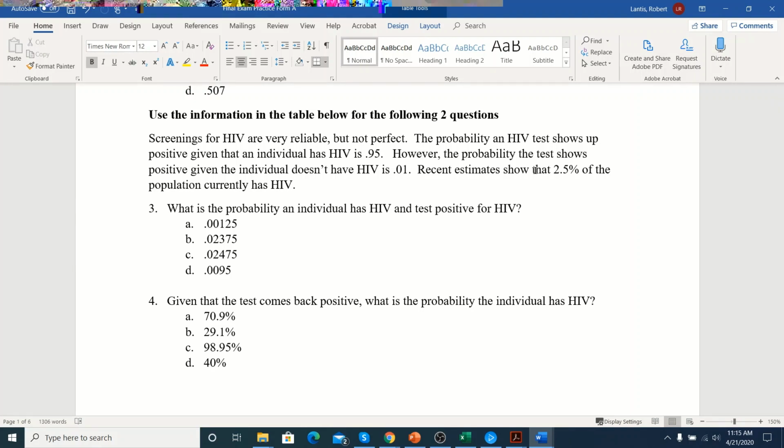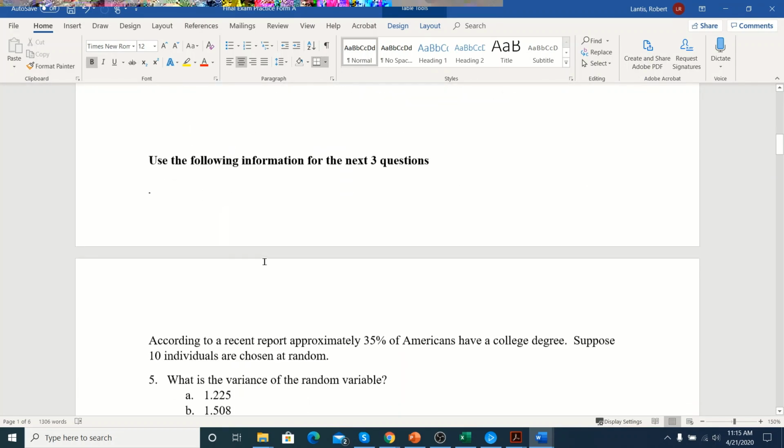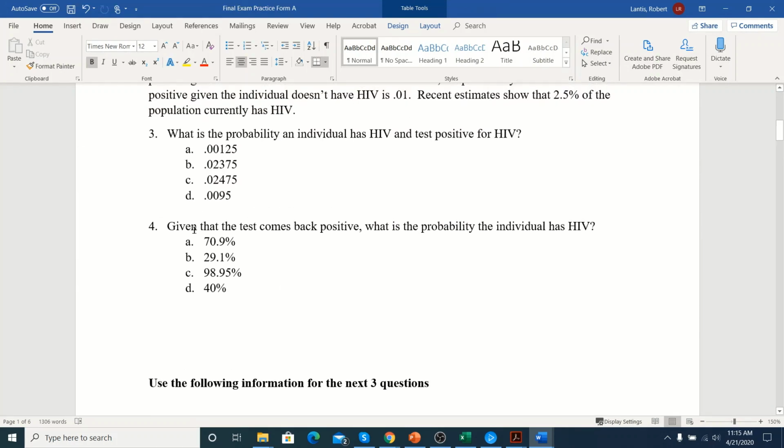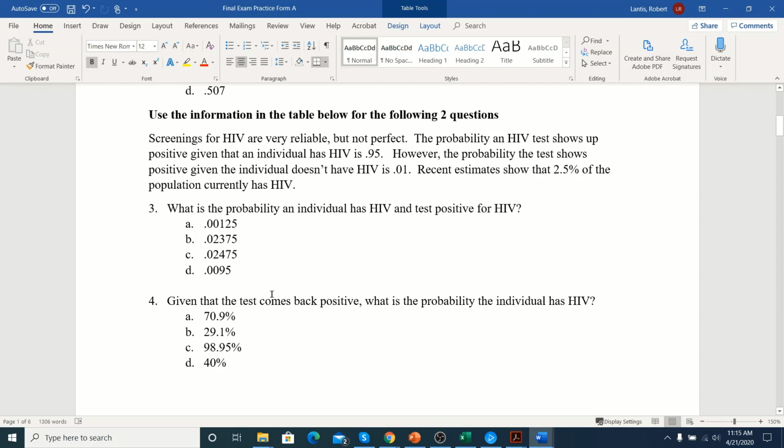Now, at this point, probably one of the harder questions on the exam, specifically one of the harder review questions on the exam, is going to be one like 4, which I'll tell you right off the bat, we're going to have to use Bayes' theorem for. And so we're told, given the test comes back positive, what's the probability the person actually has HIV? Okay. So given that the test comes back positive, what's the probability they actually have HIV?